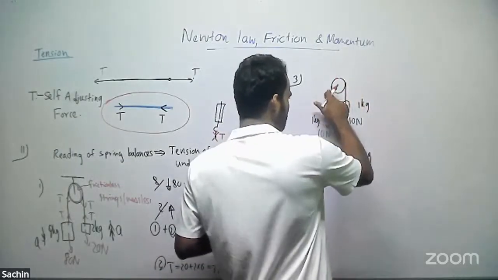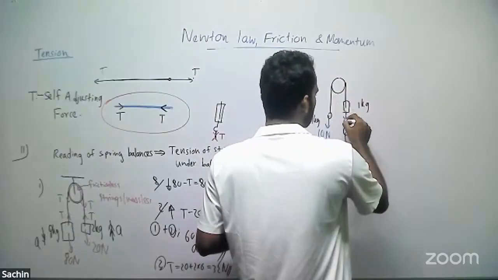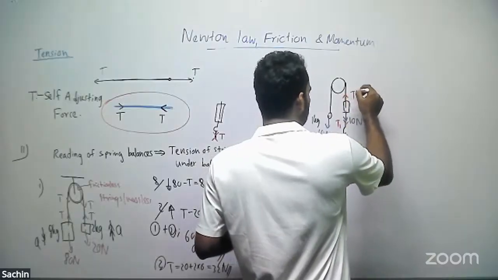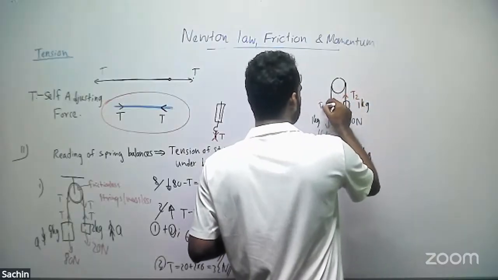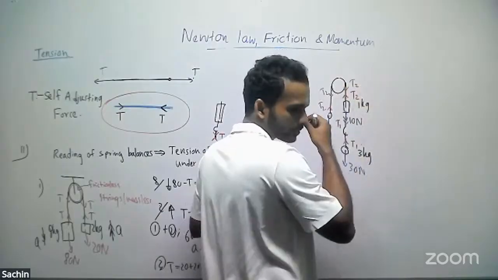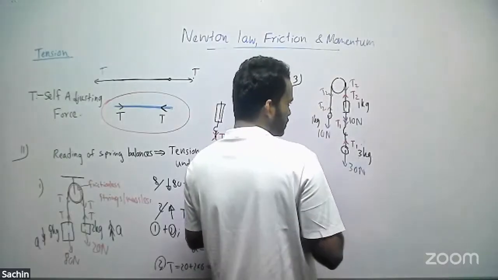So what we do is we assume two different tensions. So I'm marking here T1 along this first string. Along the second string, the tension is T2. I'm just marking. Don't know whether they are equal. We can see once we write the equations. Okay, now all the forces are marked.